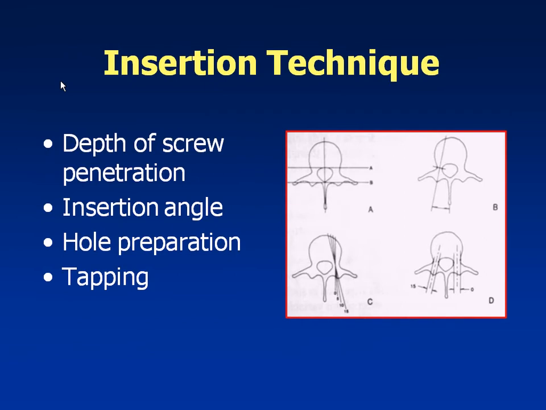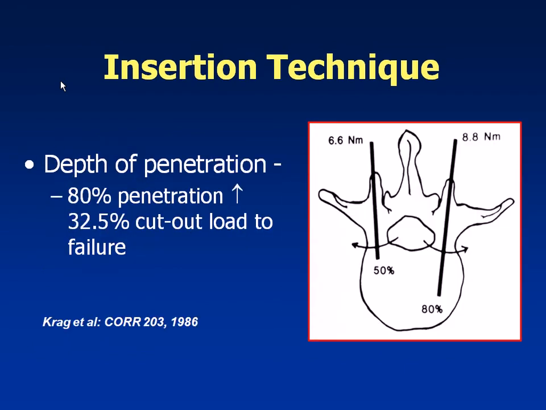Depth of screw penetration, insertion angle, and hole preparation and tapping are the key features that we should be very careful about during insertion of the pedicle screws. Regarding depth of the screw, this biomechanical study has shown that 80% penetration, when compared to a 50% depth of penetration, increases the cutout load to failure by at least 32 to 35%. And ideally, we should get a bicortical purchase for the osteoporotic spine.